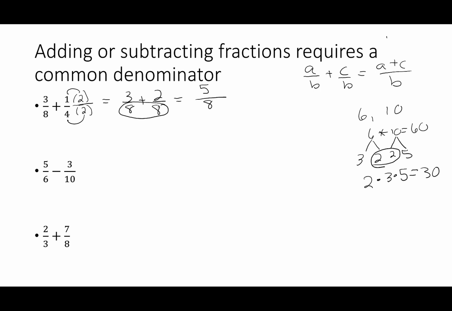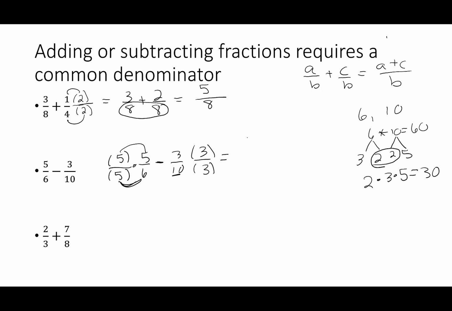6 goes into 30, 10 goes into 30. So I think about 6 goes into 30 5 times. So I would need to multiply the numerator and denominator by 5 if I want to turn the denominator into 30. And then with the 3 over 10, well, I think about 10 goes into 30 3 times, so I multiply the top and bottom by 3.